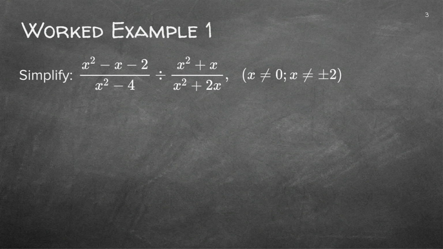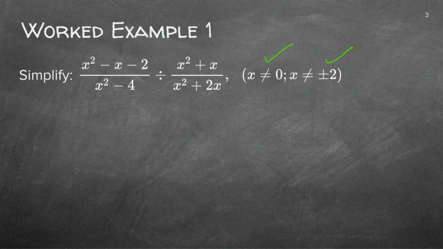In front of us is worked example number one. We have this expression which says: simplify x squared minus x minus 2 all over x squared minus 4, divided by x squared plus x all over x squared plus 2x. The restrictions are x is not equal to 2, and x should also not be plus or minus 2. Those are the restrictions that we have there. And guys, I will be guiding you step by step on how to work around this problem.